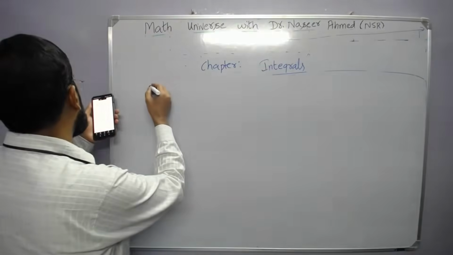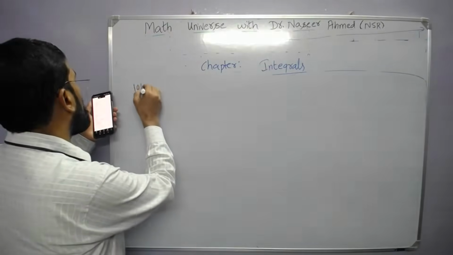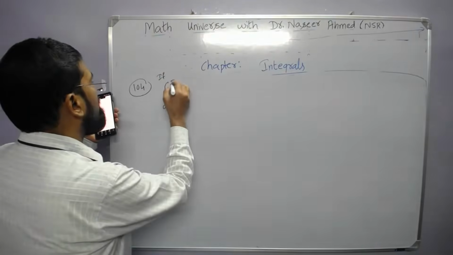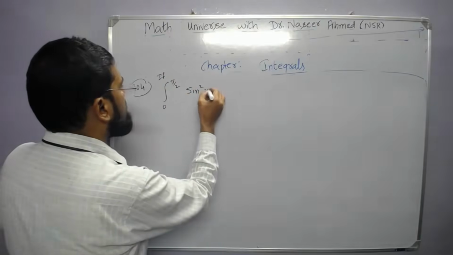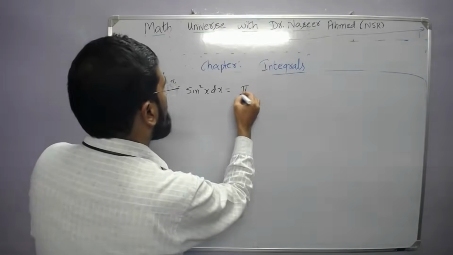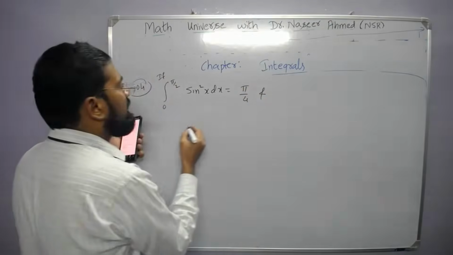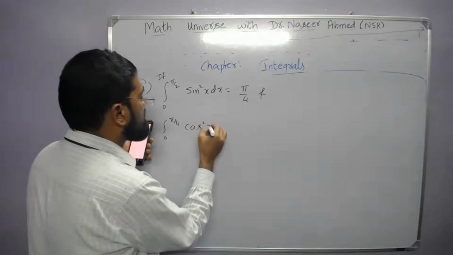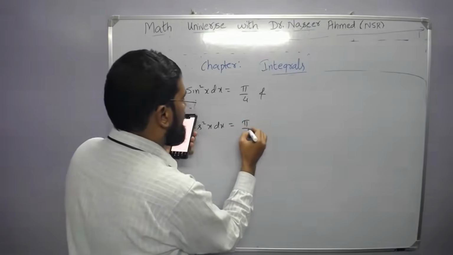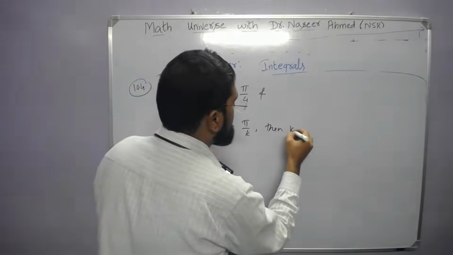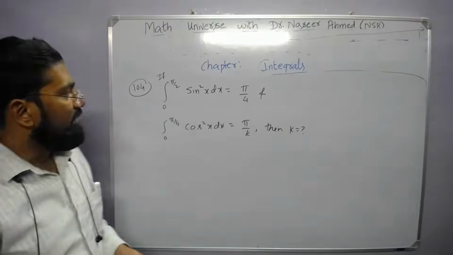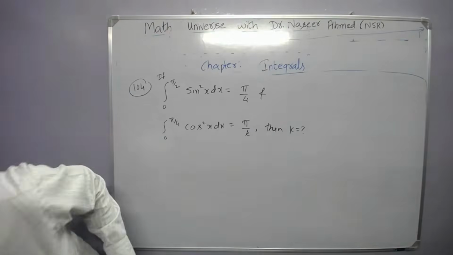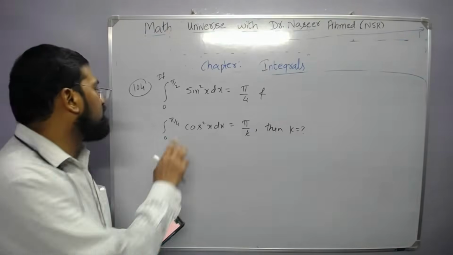Question number 104. If integral 0 to pi by 2 sine square x dx is equal to pi by 4, and integral 0 to pi by 4 cos square x with respect to x is pi by k, then we have to find what the k value is. Listen carefully and pay attention.